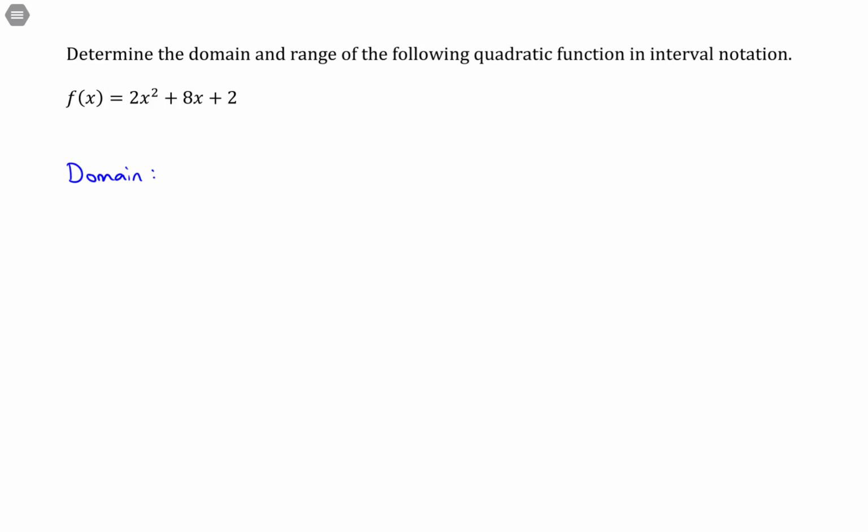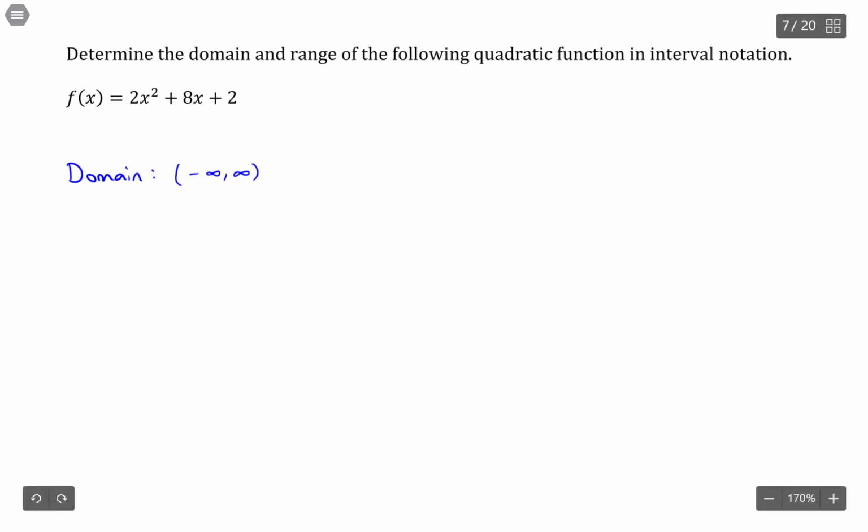You see, a quadratic is a type of polynomial function, and polynomial functions in general have the property that their domain is unrestricted. So the domain for all quadratics is going to be negative infinity to positive infinity. The range is a little bit trickier, but really not much trickier.